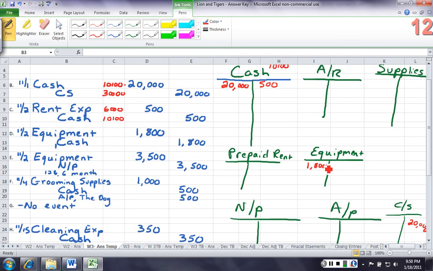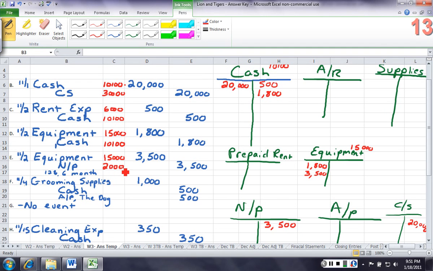Equipment has a debit of 18. Here's my signature that I have posted. This is a very tedious step, okay? But it's important to see how this all comes together. Notice I put it into my T account or my ledger first, and I put in my signature second. You want to make sure you're following that process as well. I bought equipment for $3,500, and there's my posting reference. My notes payable is $3,500, and here's my posting reference.